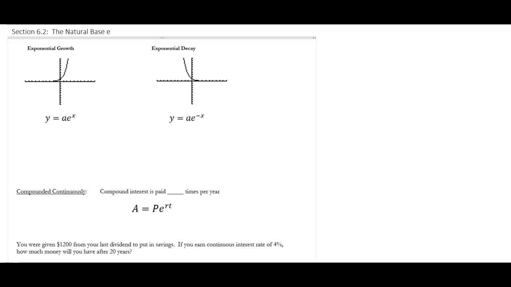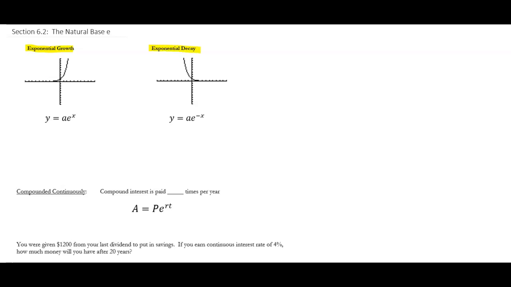Okay, what we're going to talk about today in section 6.2 is the natural base E. This is still exponential form. There's still growth and there's still decay.